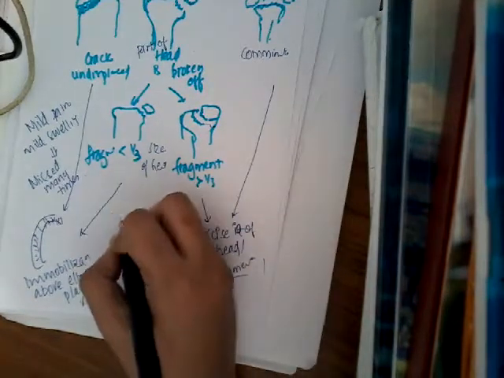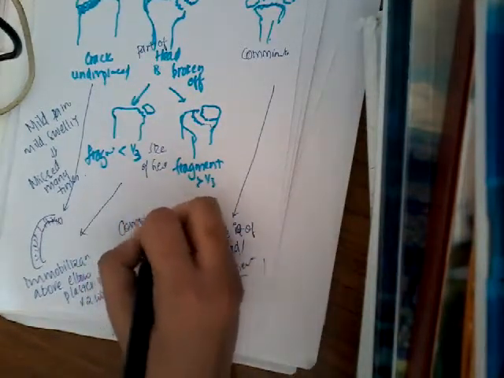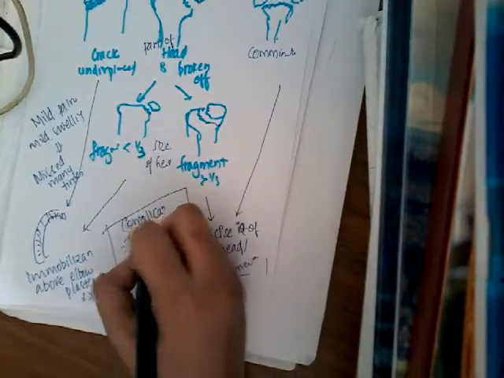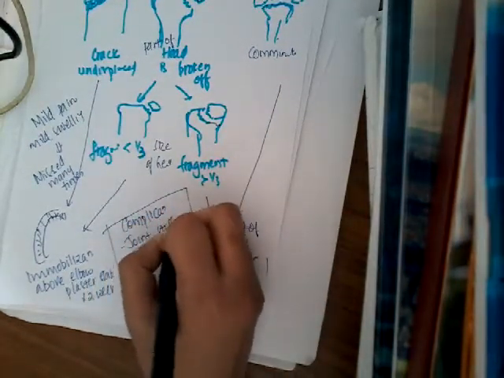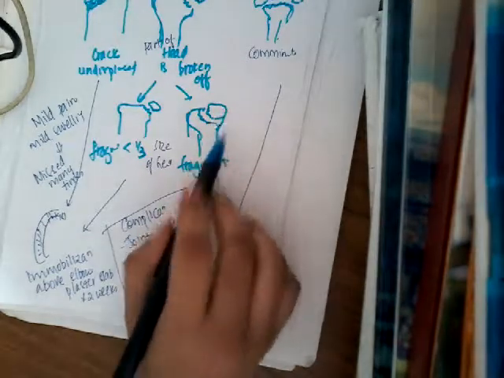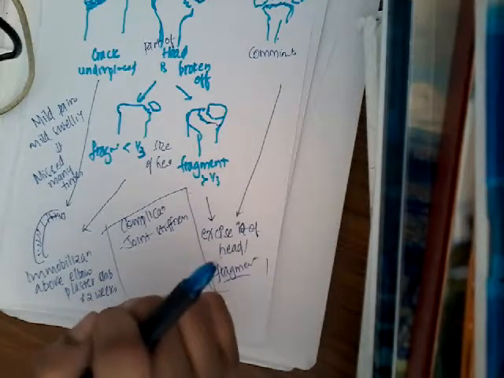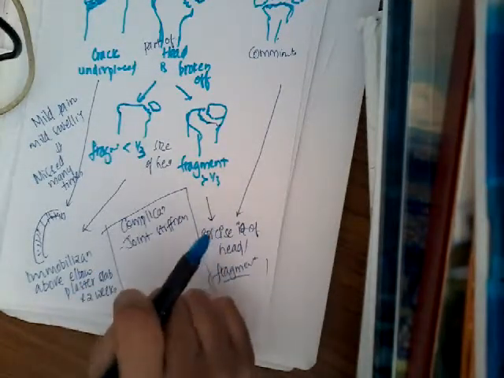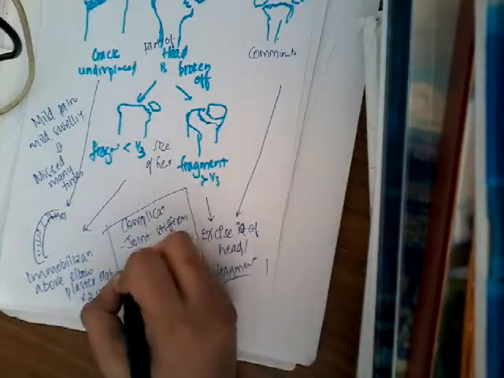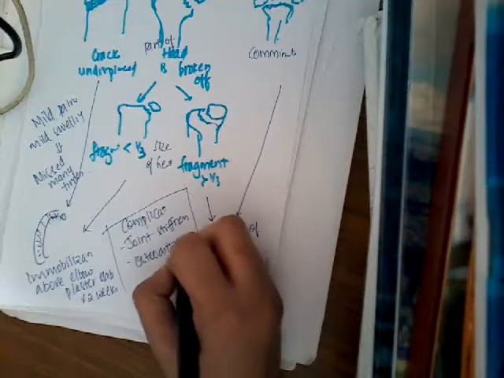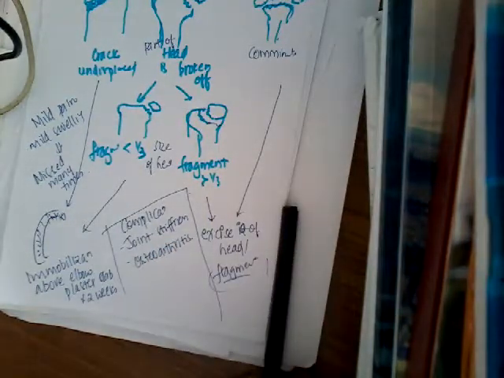Now, what are the complications of this fracture of head of radius? The main complication is joint stiffness. Because of this fracture, there is limitation of movement, and slowly there is development of fibrosis, and that causes joint stiffness. It can also cause osteoarthritis. So these are the two different complications of fracture head of radius.